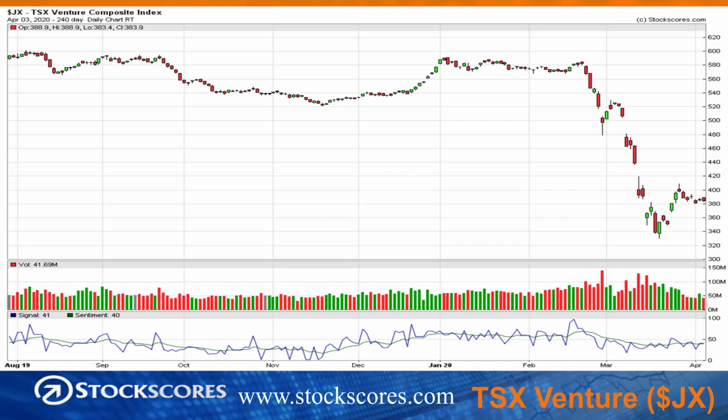TSX Venture, as much as it has sold off and recovered, it still isn't showing much excitement. We need to get through this upper boundary and hold the lows. I think the lows hold, but I think we could be grinding sideways for a little bit short term.